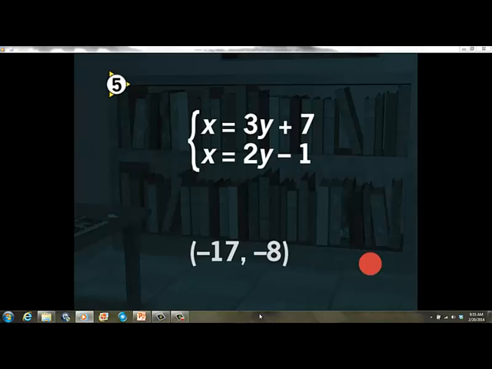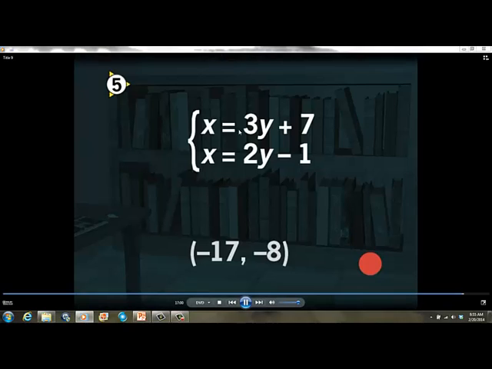Take a moment to think about what a solution really means. This means that I have the point negative 17, negative 8. I could plug this point into either of these equations and it would be true. That means if I graph the lines formed by these two equations, these lines will intersect exactly once, and they will intersect at the point negative 17, negative 8.